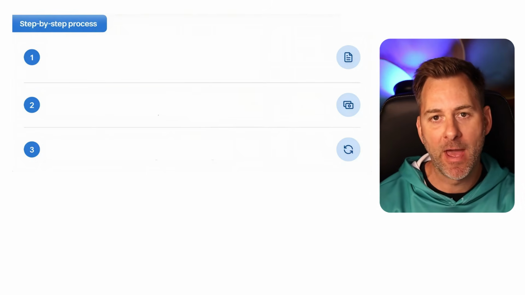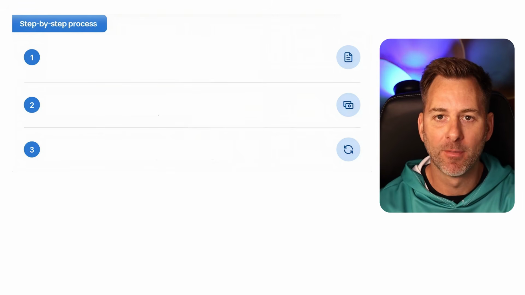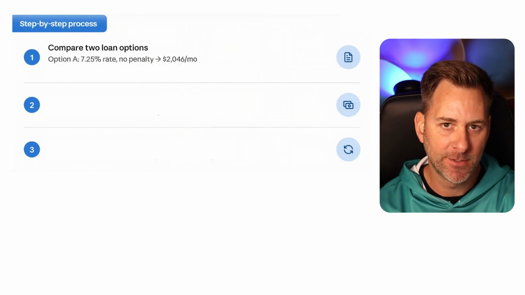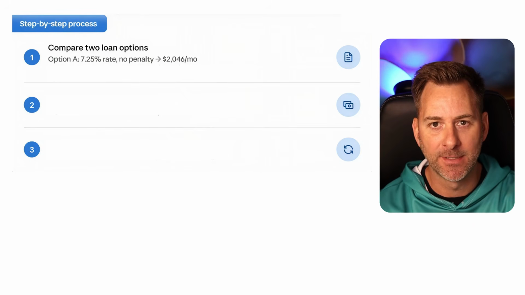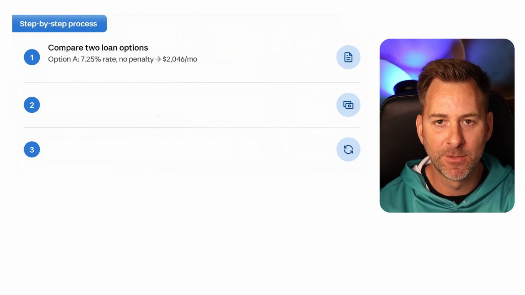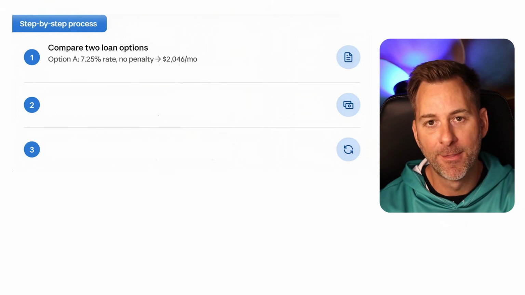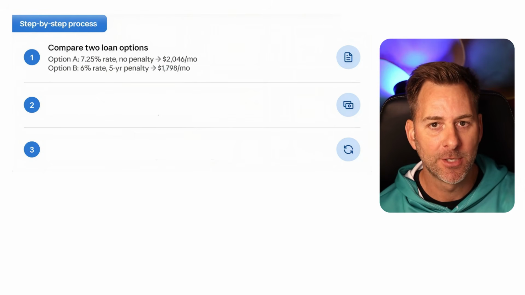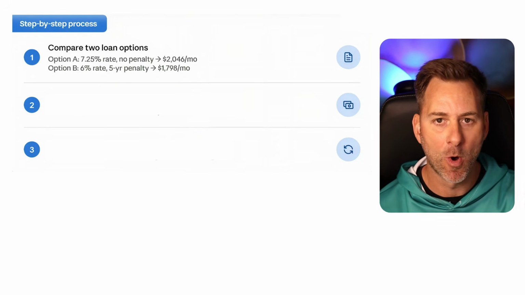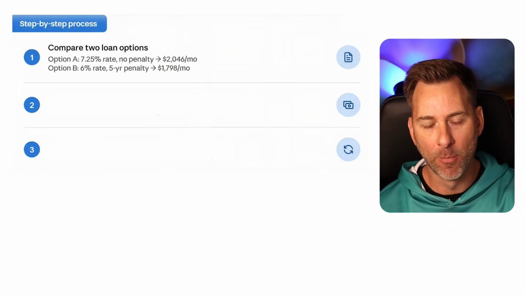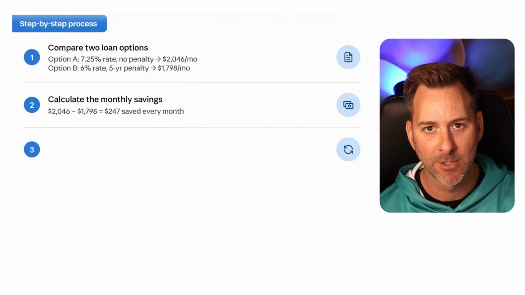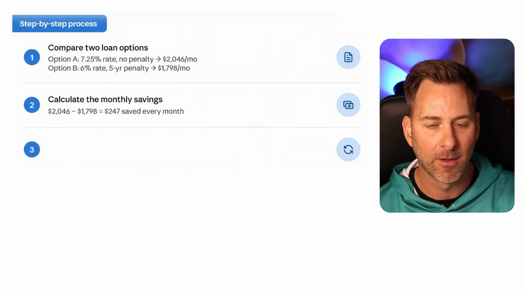So let's put the prepayment penalty into a real example. Let's say you have a mortgage on your current investment property or a property that you're purchasing, and right now the current interest rate is at 7.25% with no prepayment penalty. That would give you a principal interest payment of $2,046 a month on a 30-year mortgage. And let's say you utilized a 5-year prepayment penalty, which drove the interest rate down to 6%, which is 1.25% less than what the no prepayment penalty option would be, giving you a payment of $1,798 principal and interest. That is a $247 difference in payment.